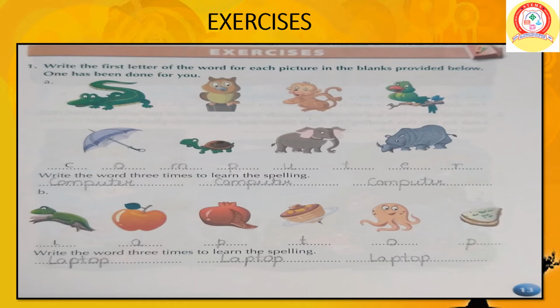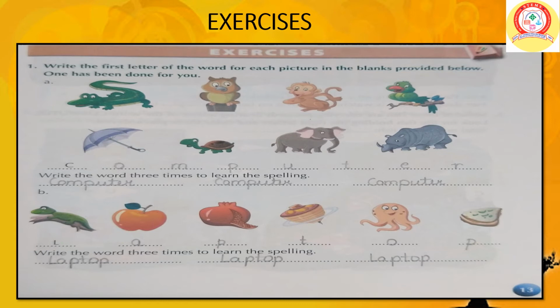Owl, from that O will come. Monkey, from that first letter M will come. Parrot, from that P will come. Umbrella, from that U will come. Turtle, from that first T will come. Elephant, from that E will come. And rhinoceros, from that R will come.